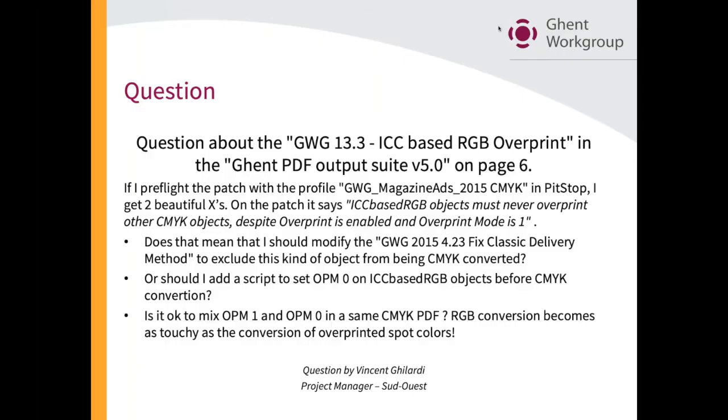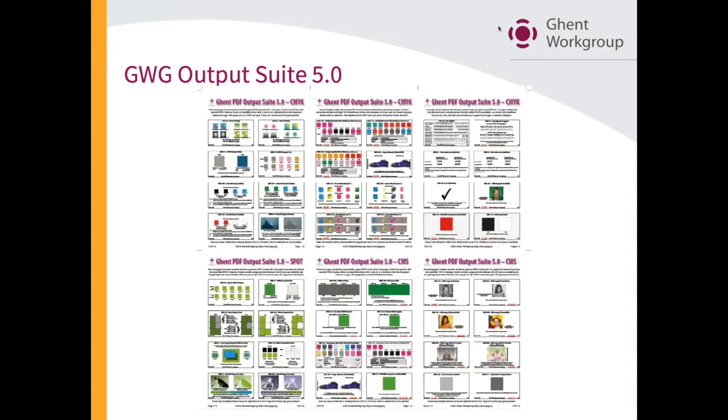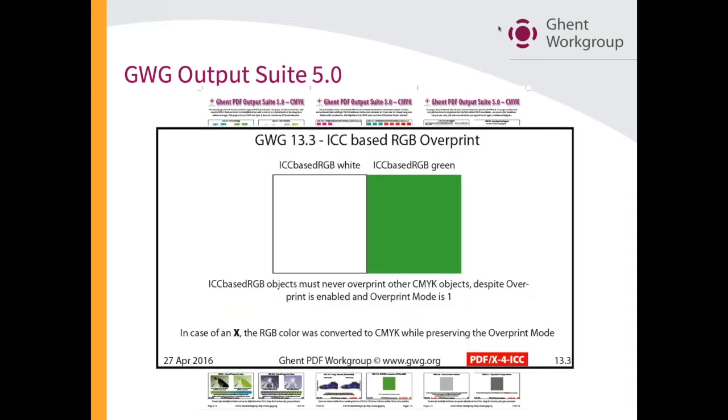So this is a question from Vincent, and it's another question about the Ghent Output Suite. It seems a lot of the questions are about the Output Suite, which is good because it means that people are using it. So he's actually using the Output Suite and he's pre-flighting it, and he's getting 2X's on a particular patch. And it's this particular patch here, the ICC-based RGB Overprint.